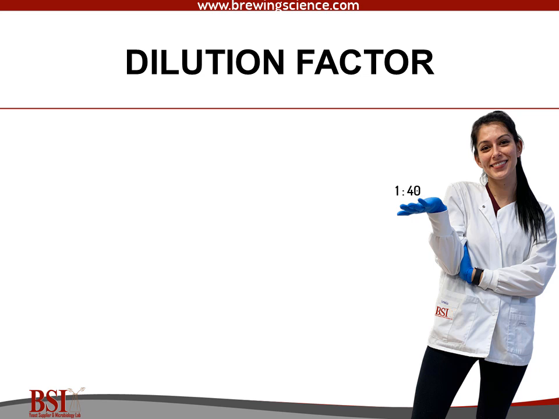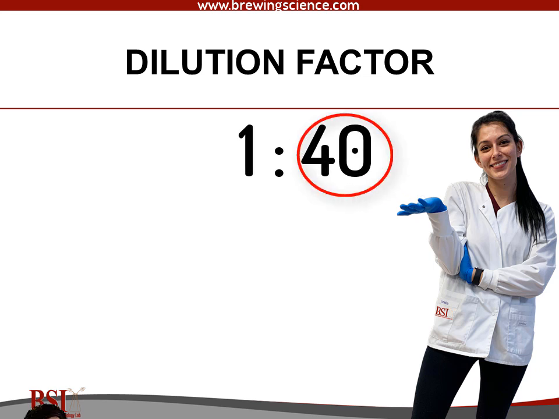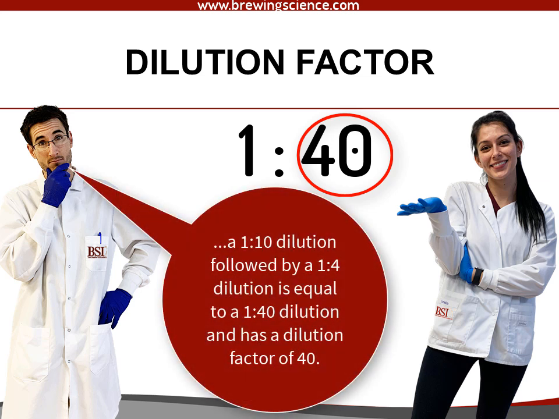The dilution factor is the product of the numbers on the right side of the colon. For example, a 1 to 10 dilution followed by a 1 to 4 dilution is equal to a 1 to 40 dilution and has a dilution factor of 40.